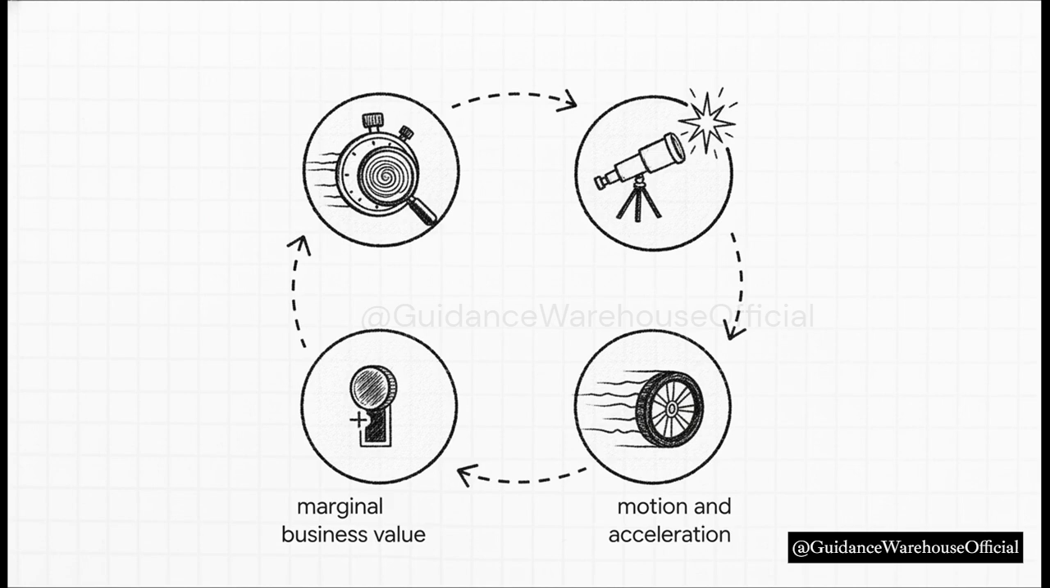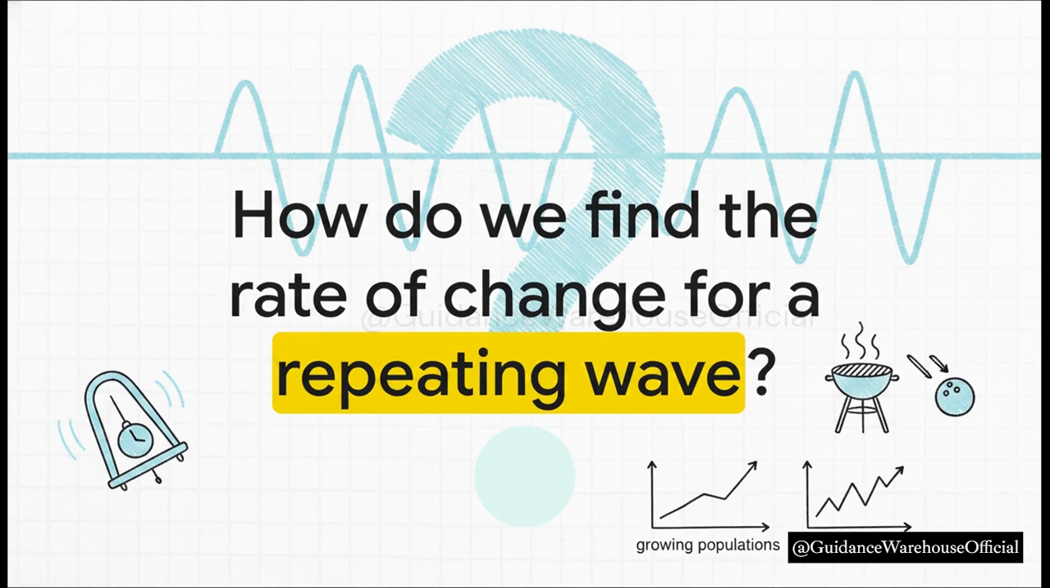So, we've totally mastered derivatives of polynomials in the real world today. We can track falling balls, growing populations, and BBQ sales. But think about this. What happens when we need to find the rate of change for something that never stops repeating? Something like a continuous sound wave or a swinging pendulum. How in the world do we take the derivative of a trigonometric function? Well, that is exactly what we're going to uncover in our next explainer.